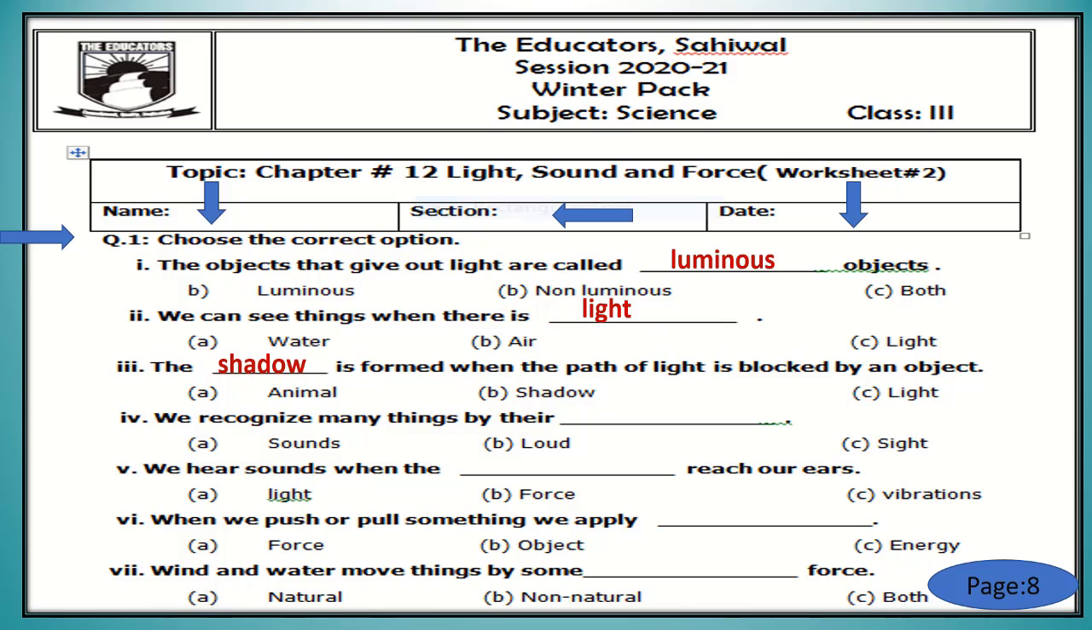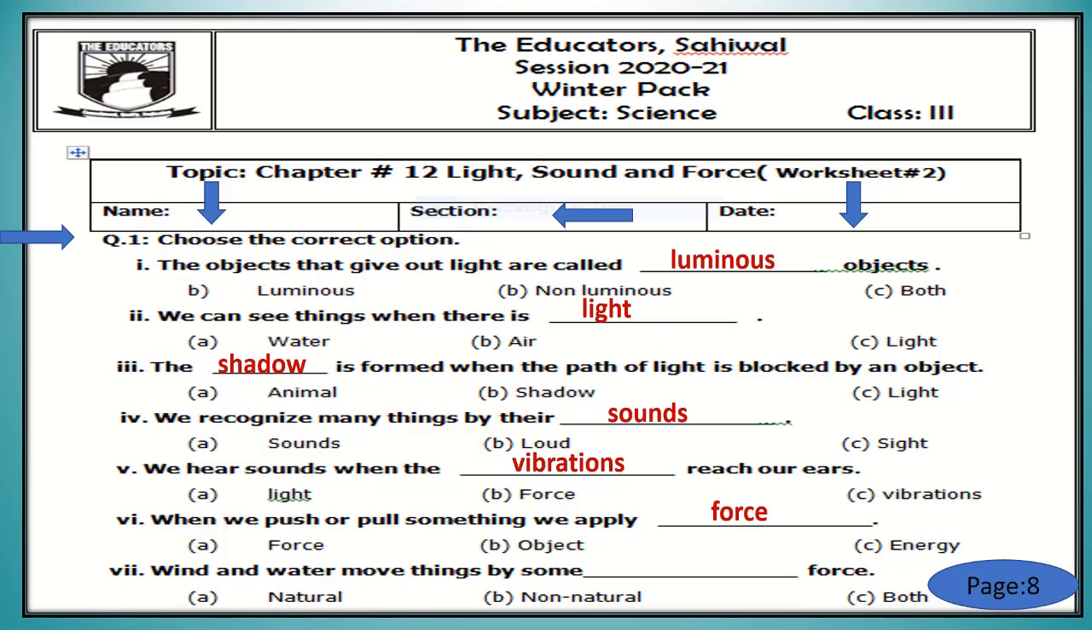Number 4 is we recognize many things by their sound, loud or sight. So students, we recognize many things by their sounds. Number 5 is we hear sounds when the dash reach our ears. We hear sounds when the light reach, when the force reach, and when the vibrations reach our ears. So write down the answer. We hear sounds when the vibrations reach our ears. See the number 6. When we push or pull something, we apply dash. Students, when we push or pull something, we apply force, we apply object, or we apply energy. So students, when we push or pull something, we apply force.